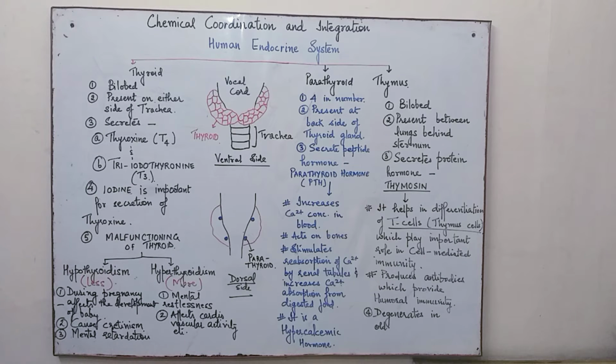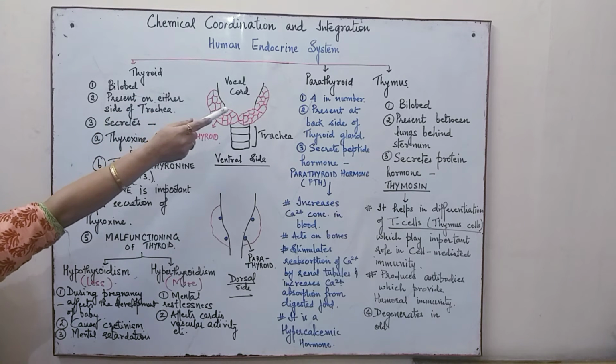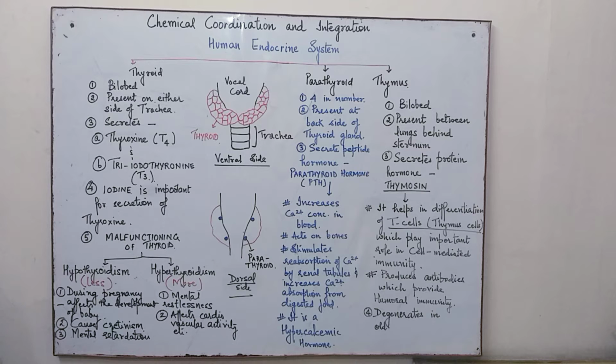We are continuing with the chapter Chemical Coordination and Integration, and further moving to study the human endocrine system. So in this video, we'll be discussing the thyroid gland, the parathyroid and the thymus gland, their structure and their functioning.